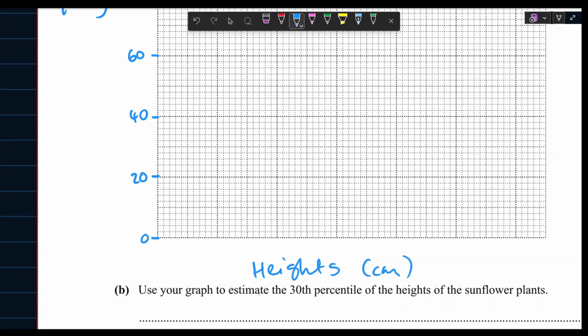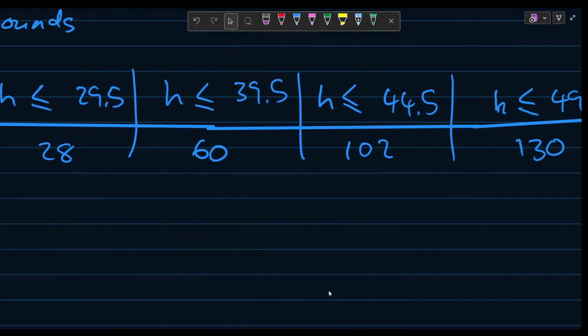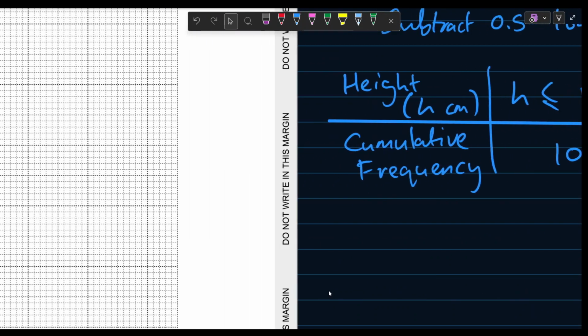We need a scale for the x-axis as well. It's going to start at 0. Let's count how many boxes we have: 1, 2, 3, 4, 5, 6. What do our heights go up to? Our heights are going all the way up to 59.5. So we can move in tens.